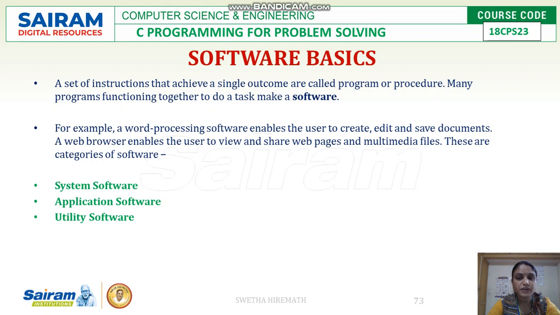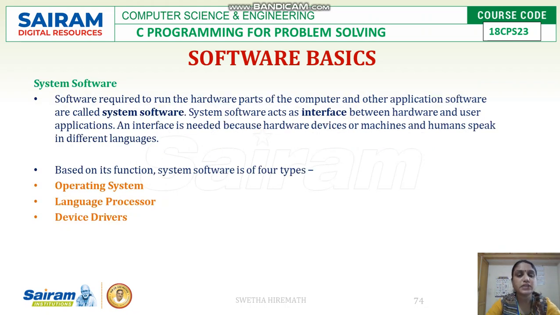So we have three different types of software: system software, application software, and utility software. System software is the software which is required to run the hardware parts of a computer. System software acts as an interface between the hardware part and the user application.